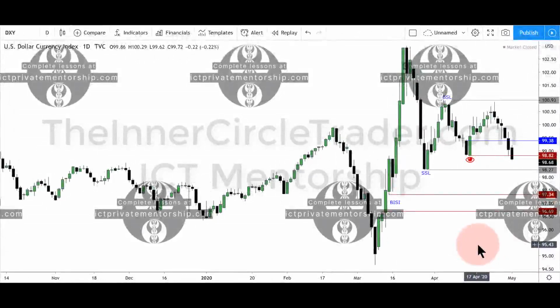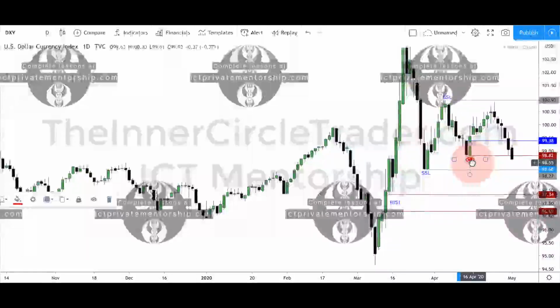We're looking at the dollar index on the daily chart. On Thursday and Friday, both days delivered a run below the short-term low. Here were our sell-side liquidity pool. I have my little eyeball sitting here. That's where I was wanting you to focus.